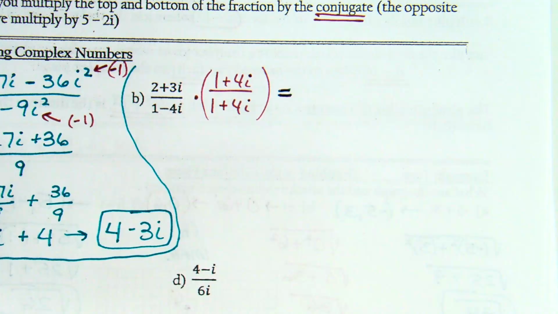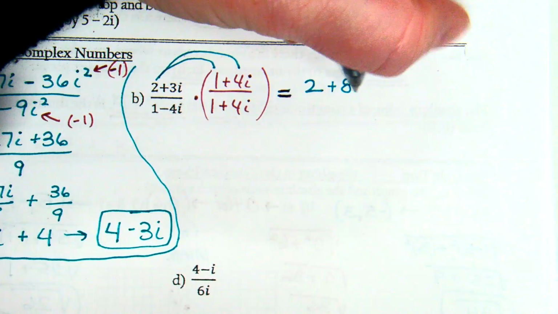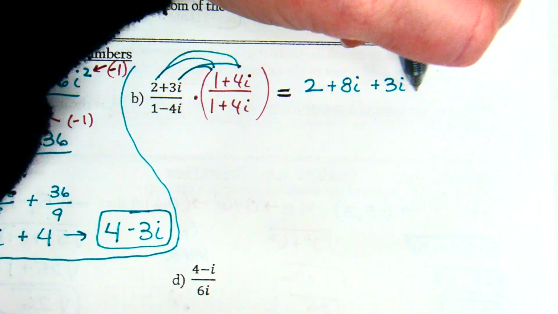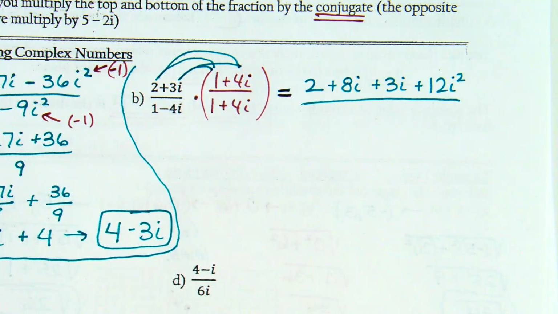So, 2 times 1, 2. 2 times 4i, 8i. 3i times 1, 3i. 3i times 4i, 12i squared. Okay. I did the one first. I mean, no, finish it.